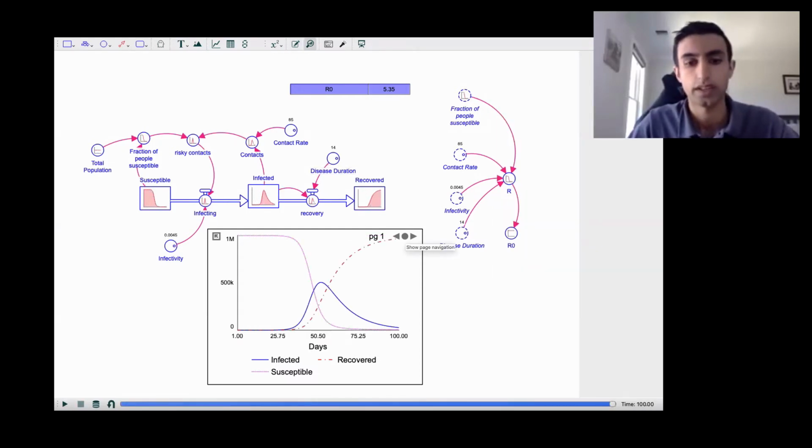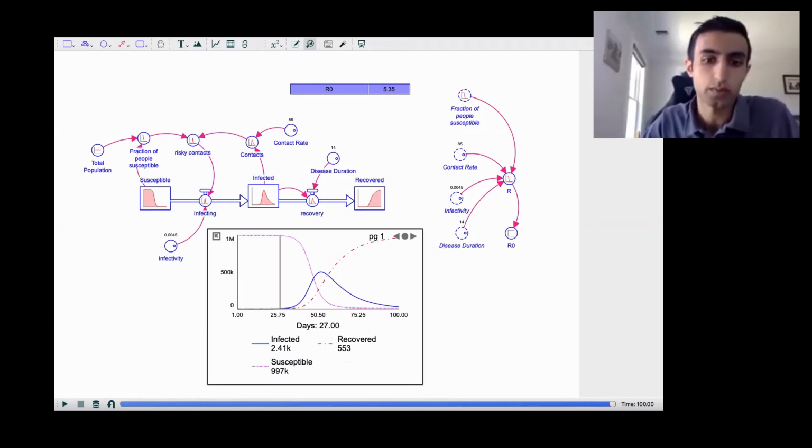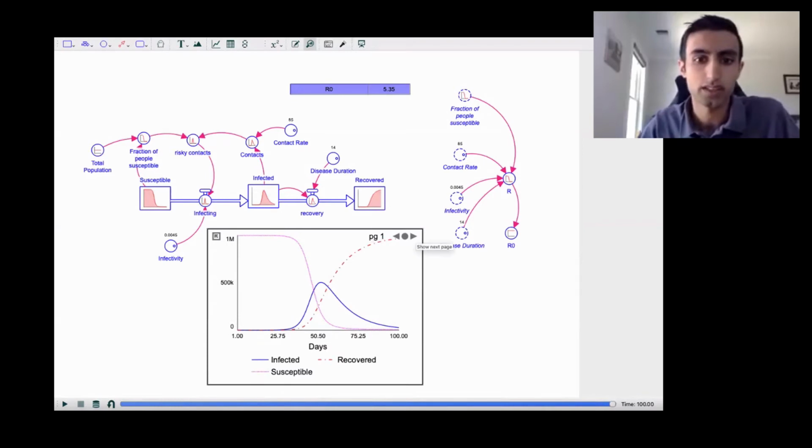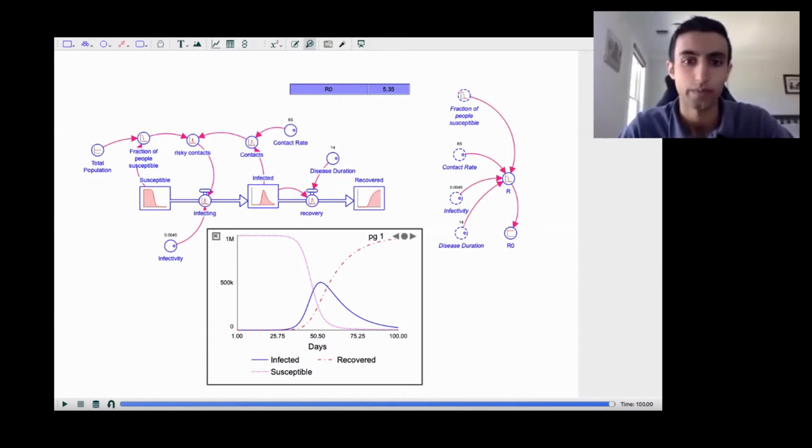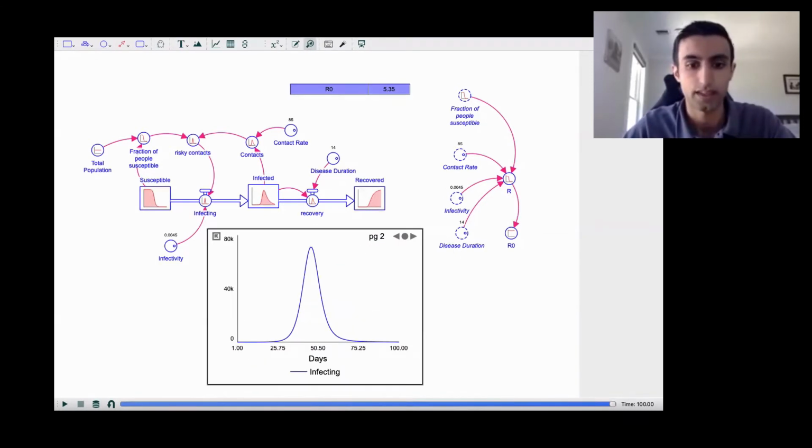Over 100 days, you can see the population goes from almost all susceptible to recovered. There are no deaths in this model. This model is built very basically to see how a disease could be transmitted. It would be very easy to model in deaths; you would just use a death rate on the infected. But essentially, recovered can be seen as deaths as well, because they're no longer able to transmit. And the infection rate peaks around day 45.